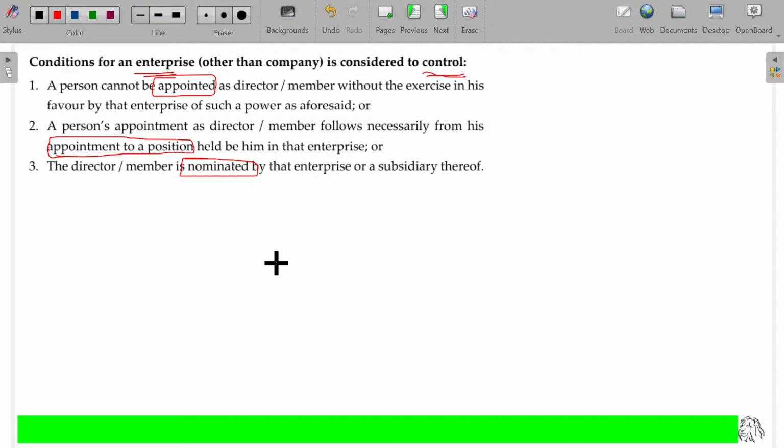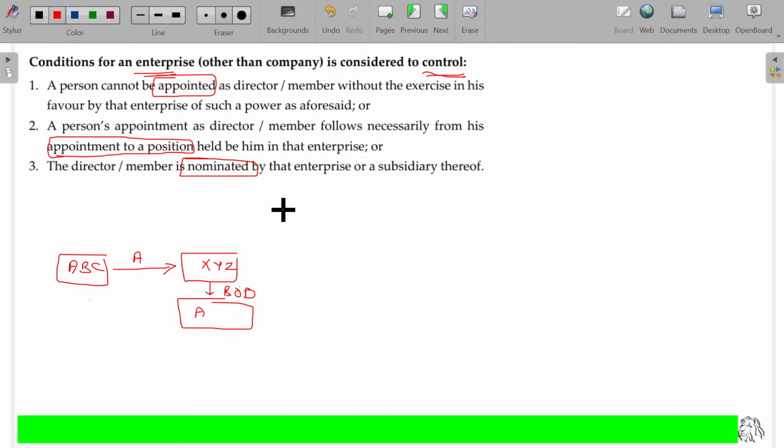See, XYZ entity, ABC is a company. ABC appoints the director for XYZ. ABC represents somebody else to be included in the board of directors of XYZ. So ABC represents Mr. A, and A becomes one of the board of directors. Automatically ABC controls XYZ, as the director is appointed by ABC. It may not be a board of directors; it may be any management committee. If there is no board of directors, then a management committee will be there, and the persons managing it are appointed by ABC.